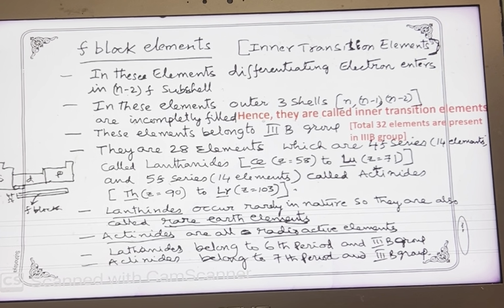Now, f block elements we have already seen. Another one is inner transition elements. The fourth one is inner transition elements. All their properties I have already dealt with in the first slide.